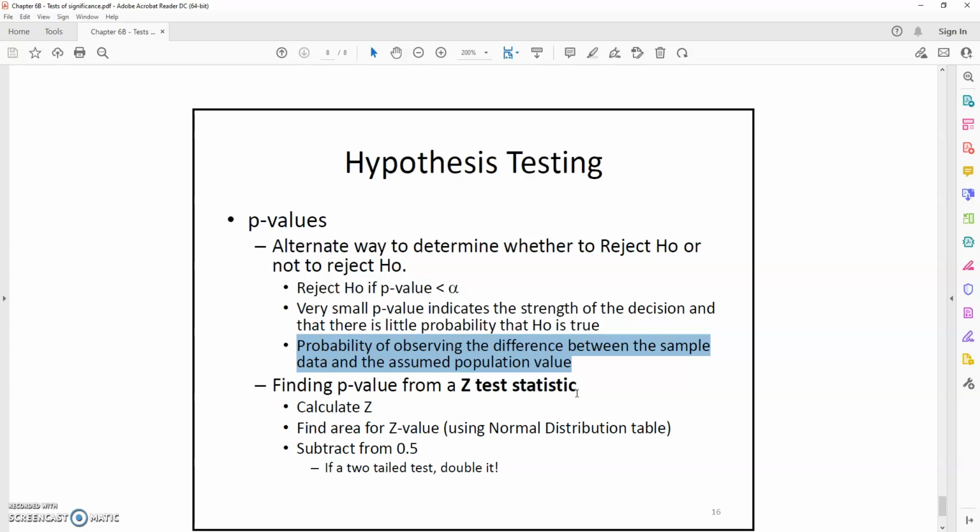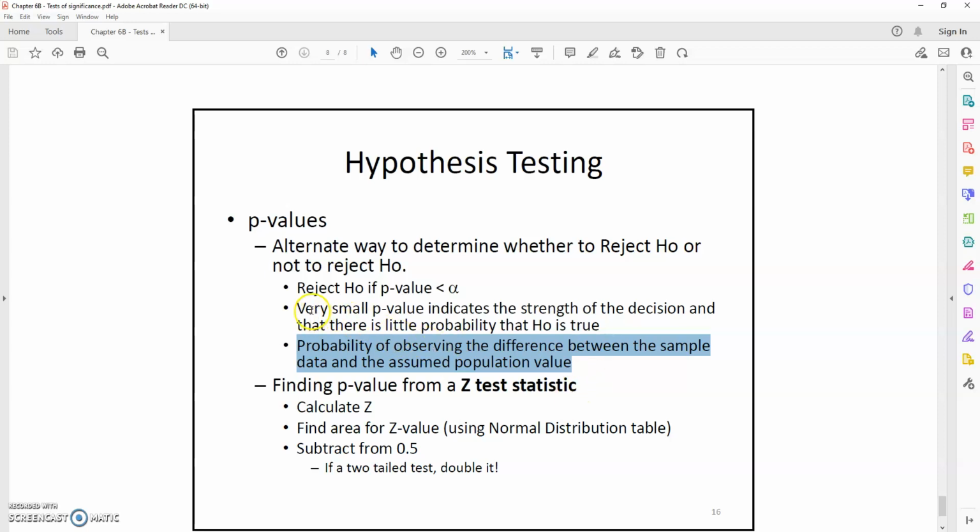If the p-value is really, really small, it basically means the probability of getting sample data, or the p-value is a probability of getting the sample data measured against the population value, so the assumed population value. We'll work on an example of this.